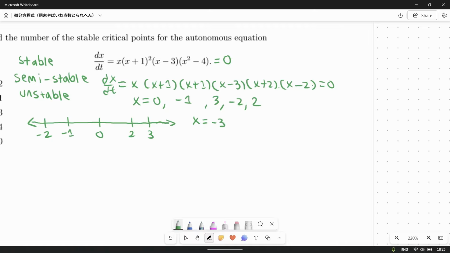Now the next thing you want to do is plug your test number back into your original autonomous equation. I'm going to be using the split up version of it because I feel like it'll be easier to figure out whether or not the answer we end up with is negative. Because with each test number, you have to plug that test number into the autonomous equation and then see whether or not you end up with a positive number or a negative number. Because recall that we're dealing with a derivative here, that being dx/dt.